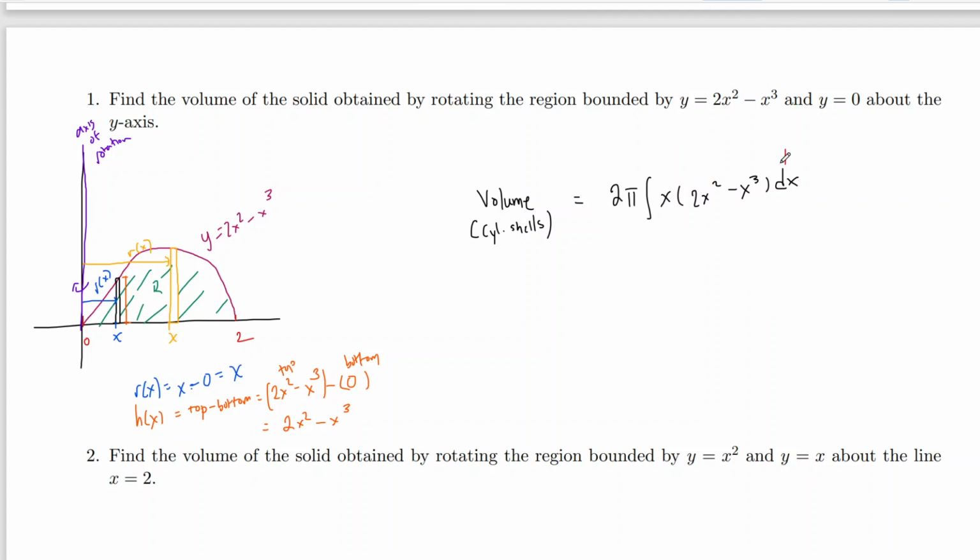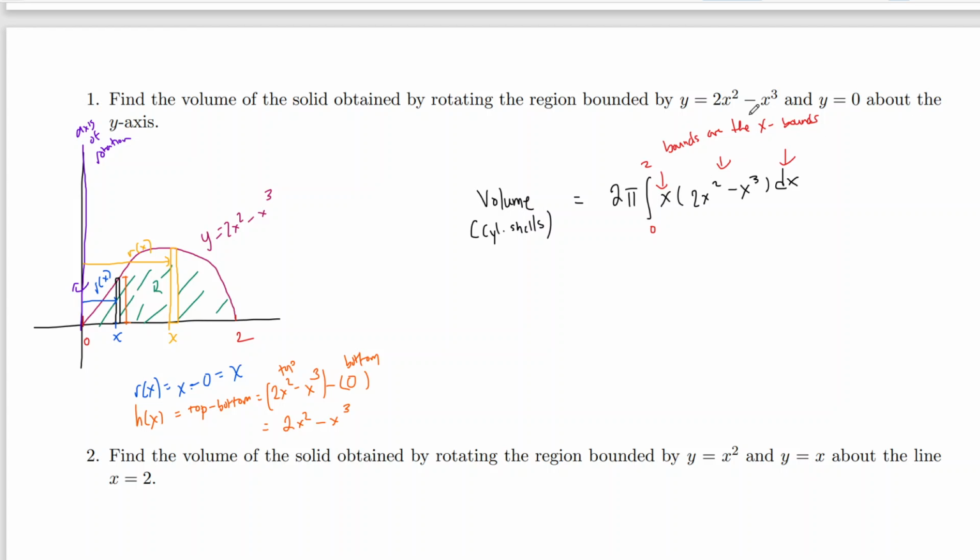Now, what are the bounds here? Well, the thing to notice is that you have x's everywhere, and we have a vertical slab. So the bounds are the x bounds of our picture, the domain of our region here, and it starts at 0 and goes up to x equals 2. Right, so we don't care about the y value. I didn't even specify what the y value is up here. Not a big deal because we only care about x's.